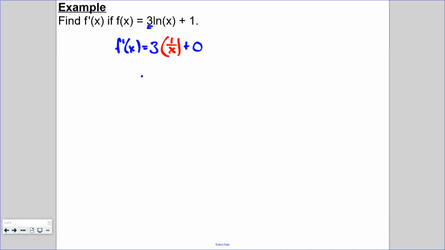So we can simplify this down. 3 times 1 over x is going to be 3 over x, and 3 over x plus 0 is just 3 over x. And therefore, we are done. We found the derivative of 3 times the natural log of x plus 1.